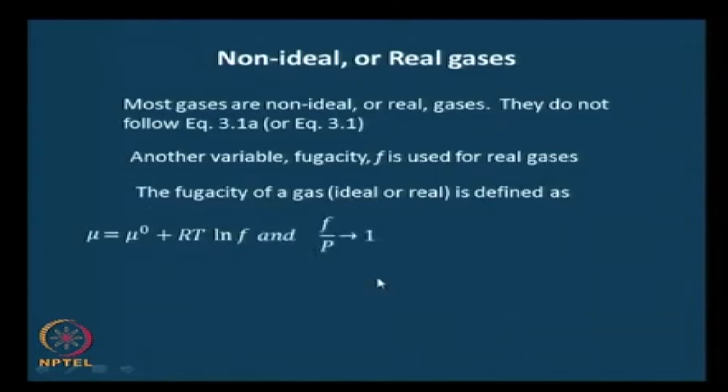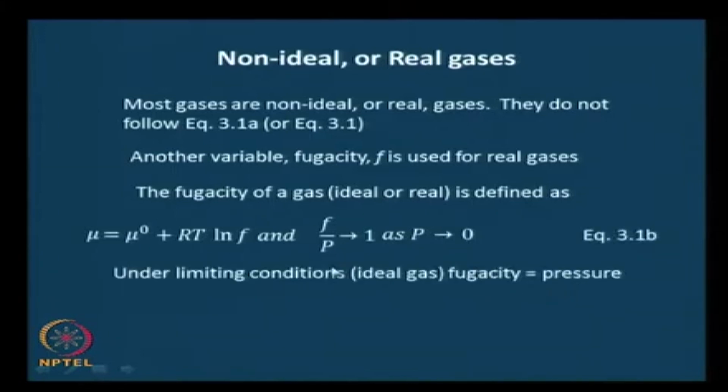That is what we said, and this is not complete without stating that F by P will tend to 1 as the pressure goes to 0. Therefore, it is quite easy to see under limiting conditions when F by P goes to 1, the fugacity is actually equal to the pressure. So, it is fine for ideal gases also. F by P we defined as something called a fugacity coefficient, which is unique to a particular pure substance.